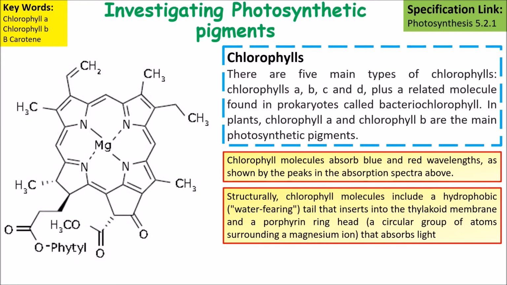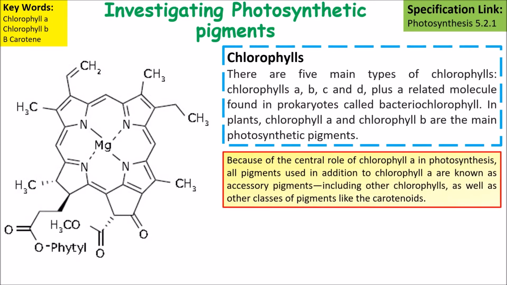Structurally, chlorophyll molecules include a hydrophobic tail that inserts itself into the thylakoid membrane and a porphyrin ring head, a circular group, that absorbs the light.